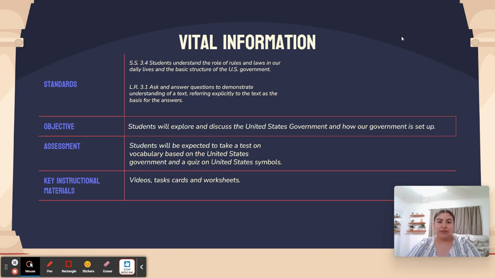So some assessments will be students will be expected to take a test on vocabulary based on the United States government, as well as a quiz on United States symbols. And some key instructional materials are videos which are embedded into the slides, some task cards which could be printed out and put on a word wall, as well as worksheets.